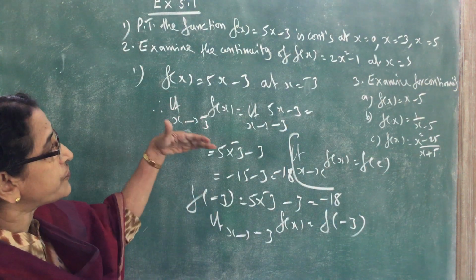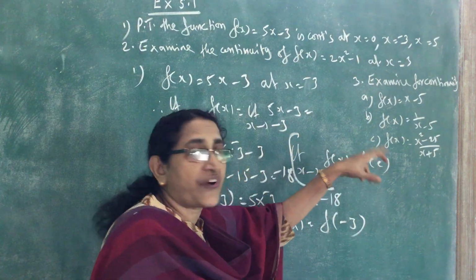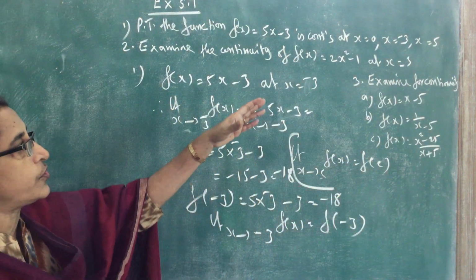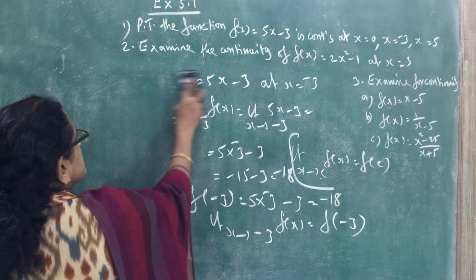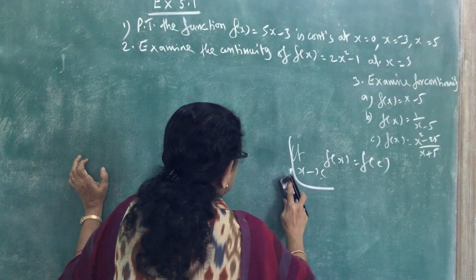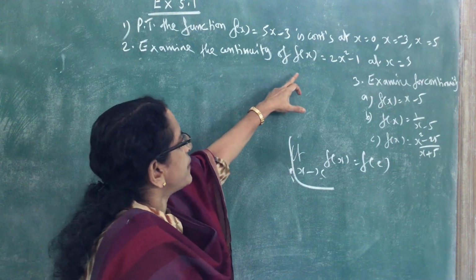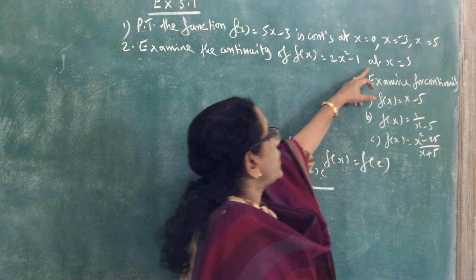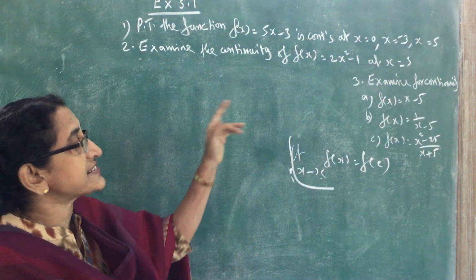In the same way, we have to find limit x tends to 5, f of x and f of 5. So we can prove that it is continuous at x equal to 5. Similarly, you can do. Now see question number 2. Examine the continuity of the function f of x equal to 2x square minus 1 at x equal to 3. So we have to check whether the function is continuous at x equal to 3.